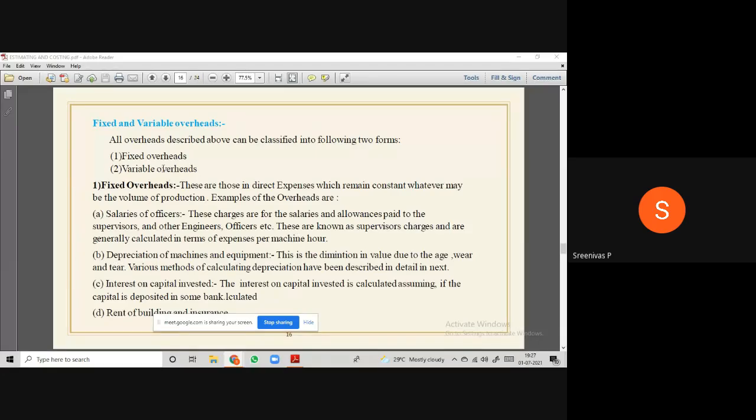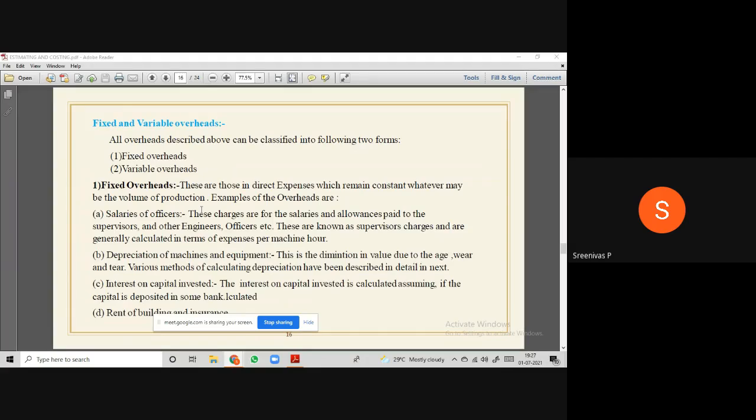So there will be some overheads also. If you take any industry, we give salaries to the operators or workers who are involved in the production. But there will also be one small section which is called the office. So we must pay salaries for officers also. That will be treated as fixed overheads.